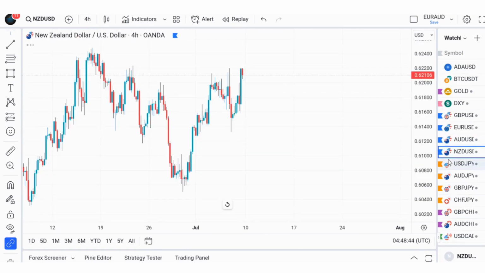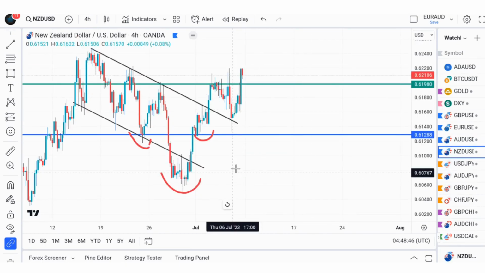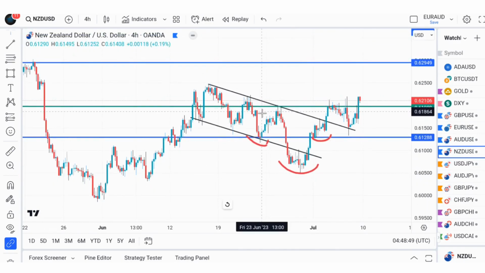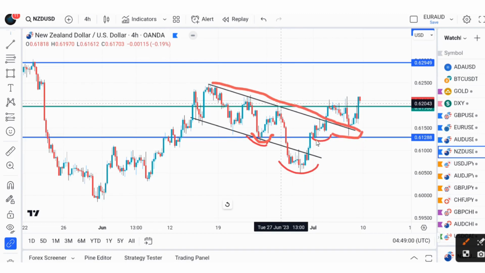So the next pair we want to check is NZD. NZD, last week we indicated this, and then we have three confirmations here. We have the head and shoulders. We have the break of this trend line and a retest, and then we actually have a rejection right there last week. So we should be looking at more moves to the upside this week.